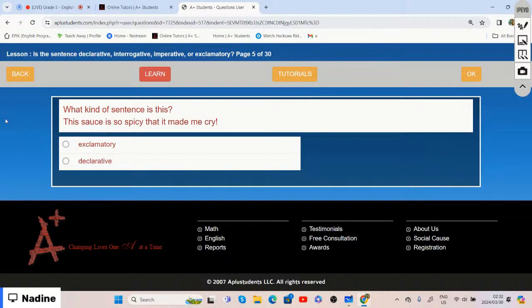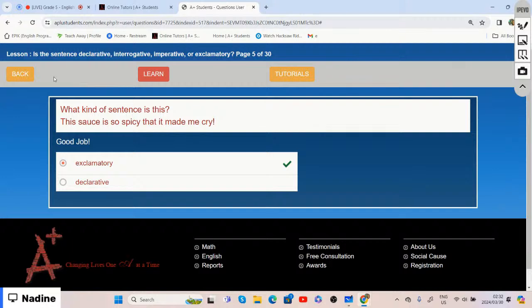All right, so this is an exclamatory sentence because, yes, it shows strong feelings, shows lots of exaggeration, and it ends with an exclamation point. So, well done. This is correct. Exclamatory sentence.